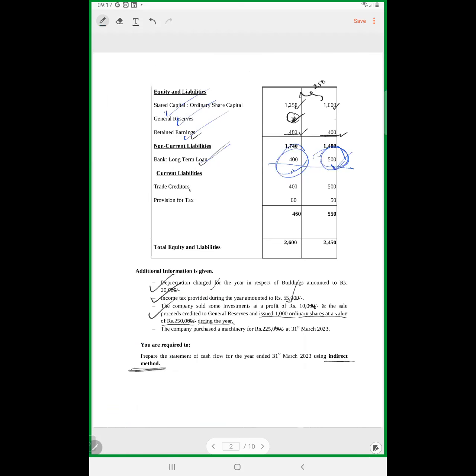So when it comes to trade creditors, you know that it is also a working capital change. If working capital changes, if current liability has gone up, what should we do? We need to add. What is the reason? If current liability value has gone up, it means the company is not settling the amount. It means the company can save the money.